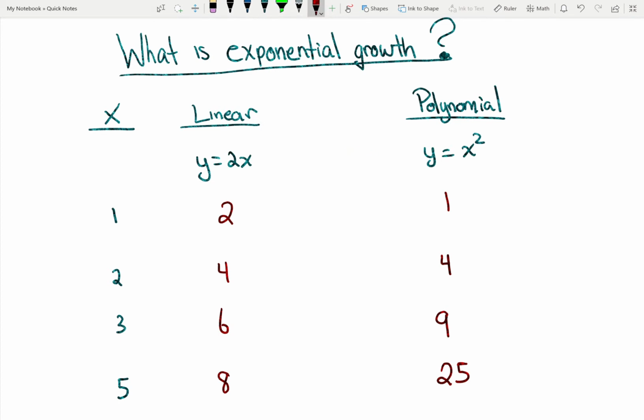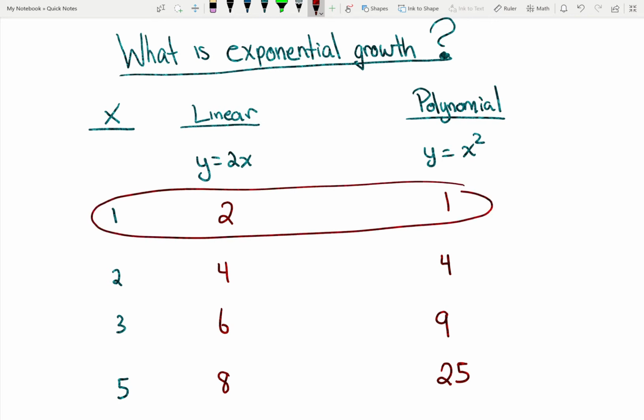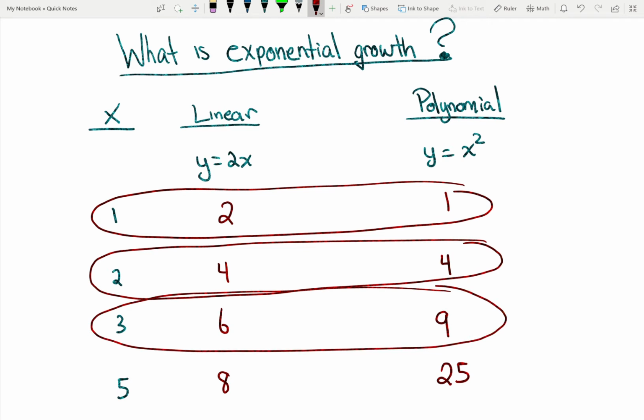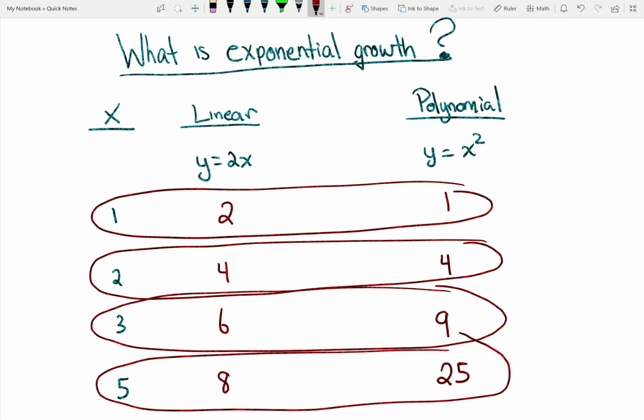So let's see what happens when we start plugging in numbers into these two different models. When we plug in 1, we get 2 and 1. When we plug in 2, well, both of them are 4. When we plug in 3, we get 6 and 9. And for 5, we get 10 and 25.